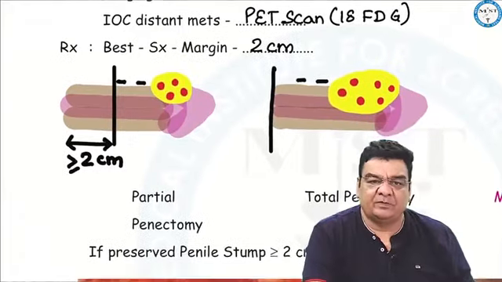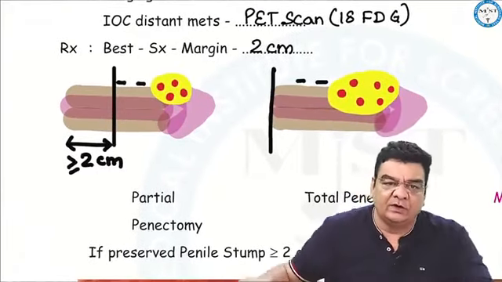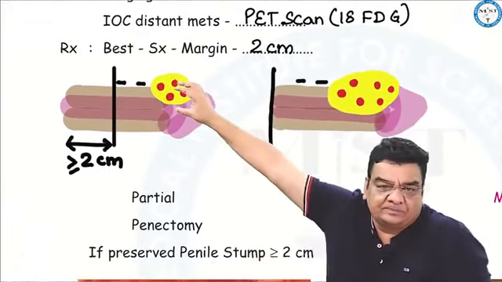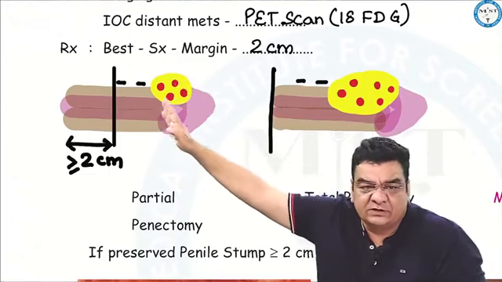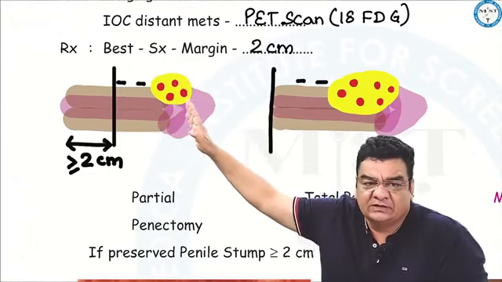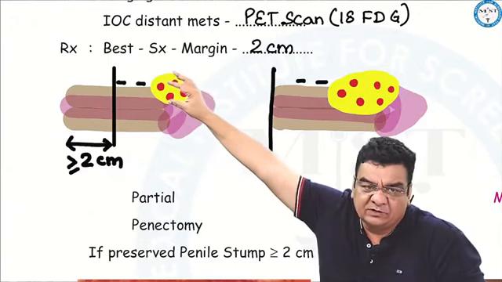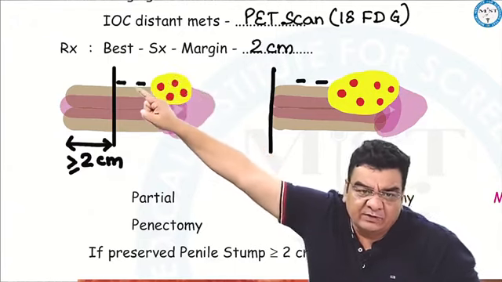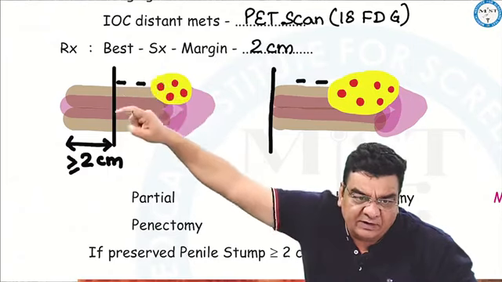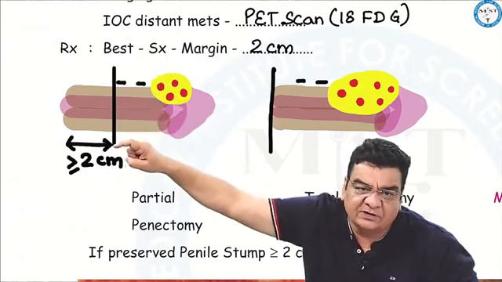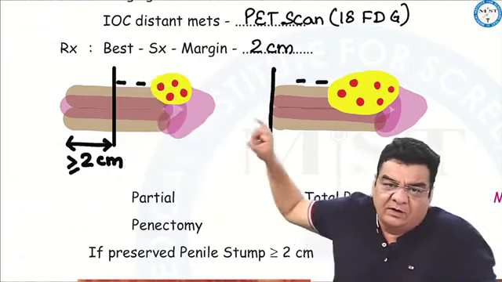Very simple to understand, beta. Two situations in front of you. Suppose there is a cancer which is situated in the distal part of the penis, which is the majority of the cases, maybe on the glans or the prepuce. You will take a 2 centimeter margin and you will chop the penis here. This is a partial penectomy.